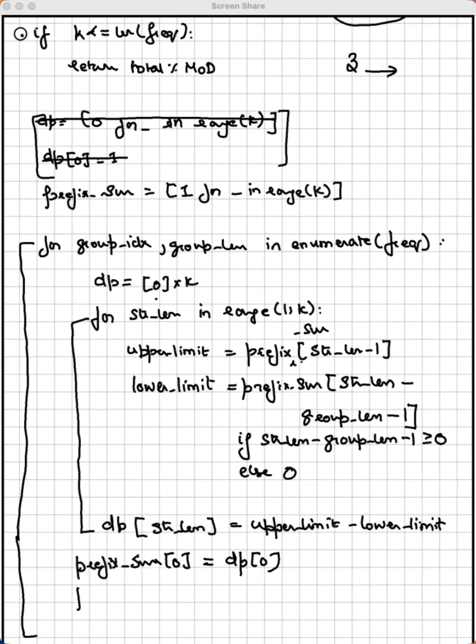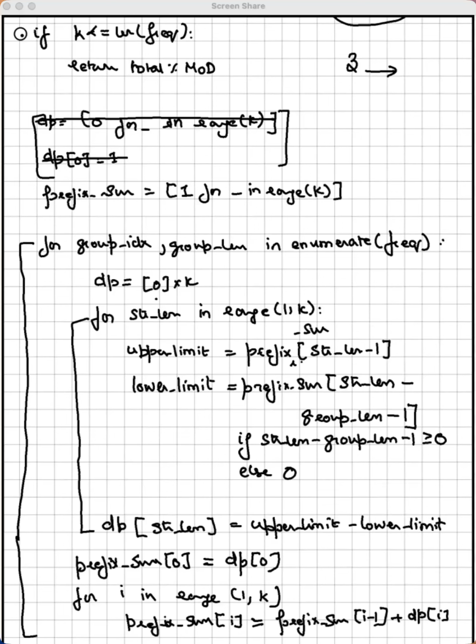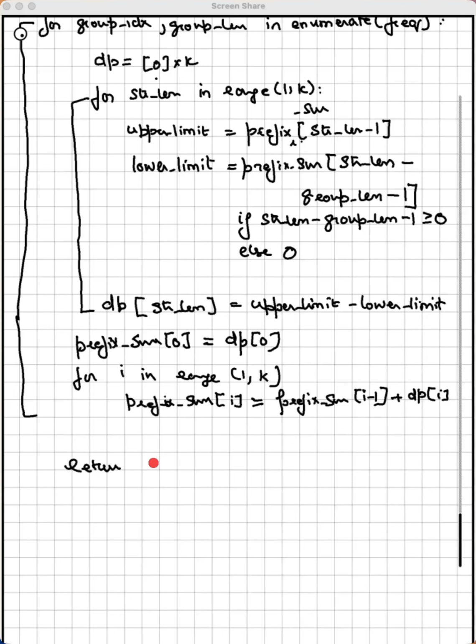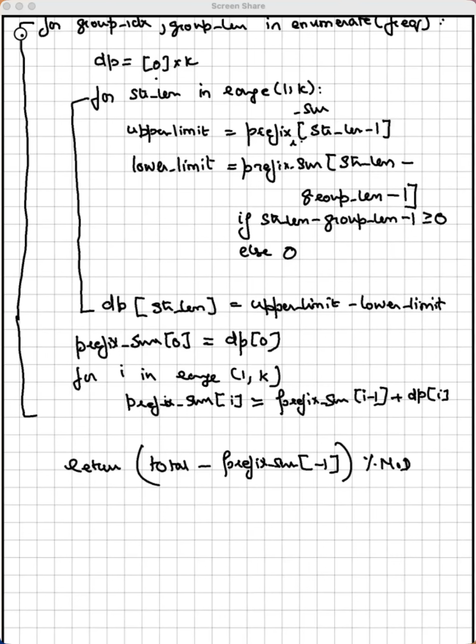So for i in range of 1 comma k, my prefix sum of index i is nothing but whatever was my prefix sum of i minus 1 plus the new value here. This is a classical way to do the accumulation. And then finally we return total minus prefix sum of minus 1, and don't forget to mod it.